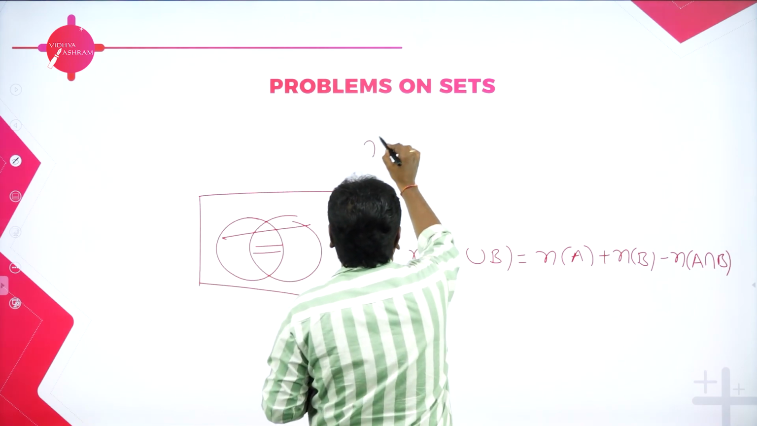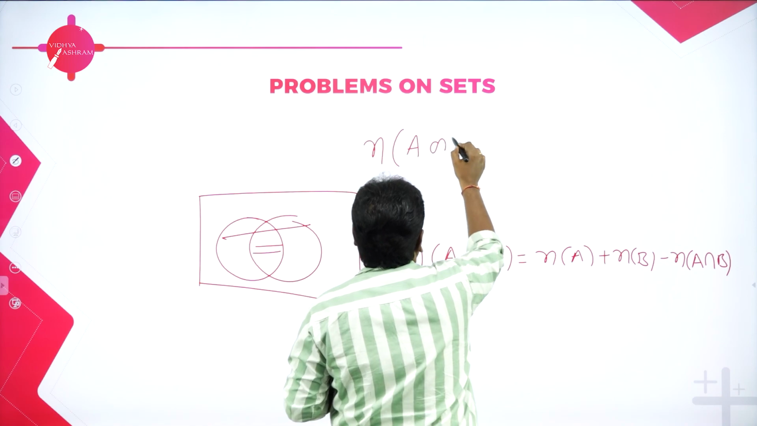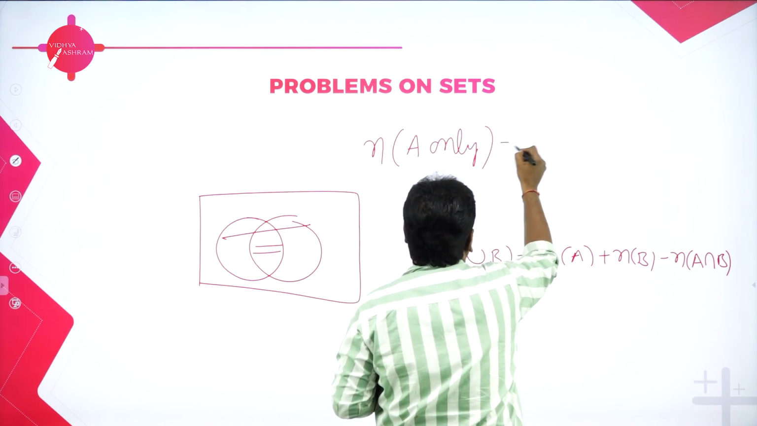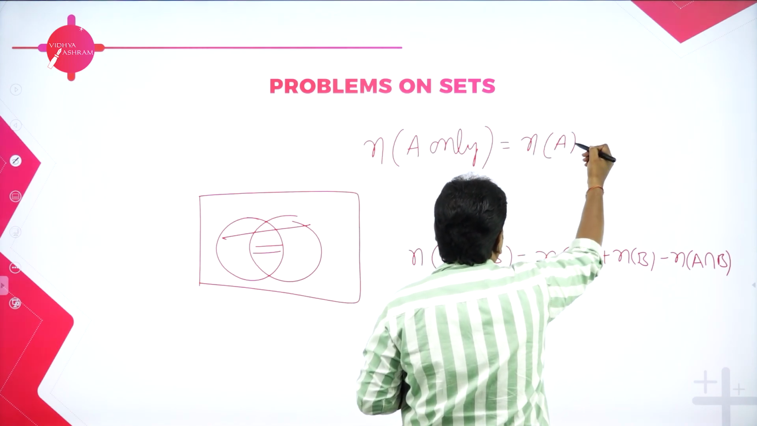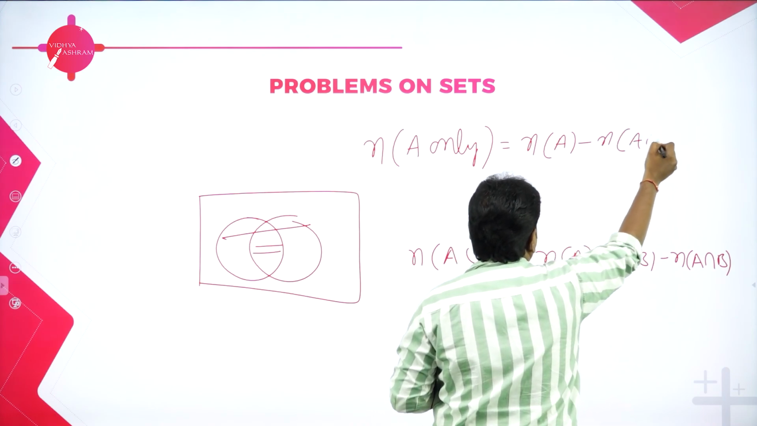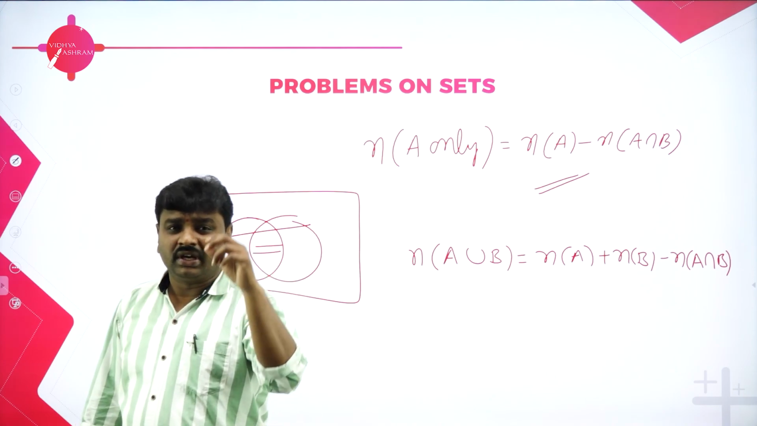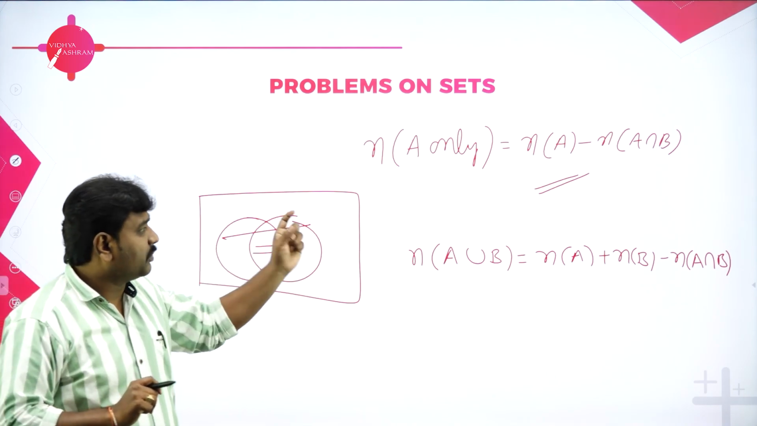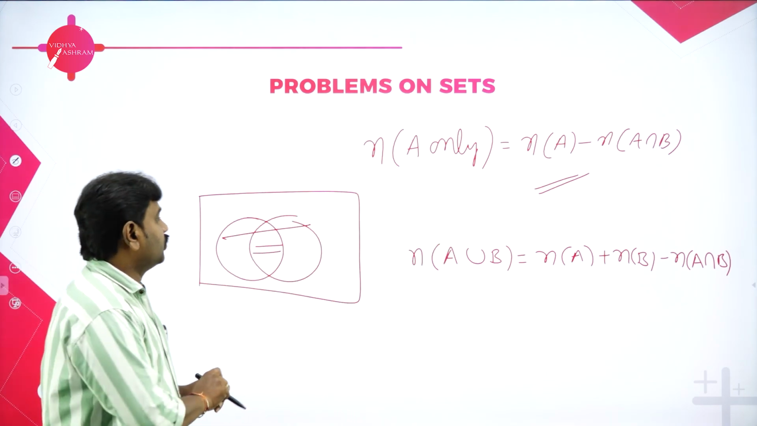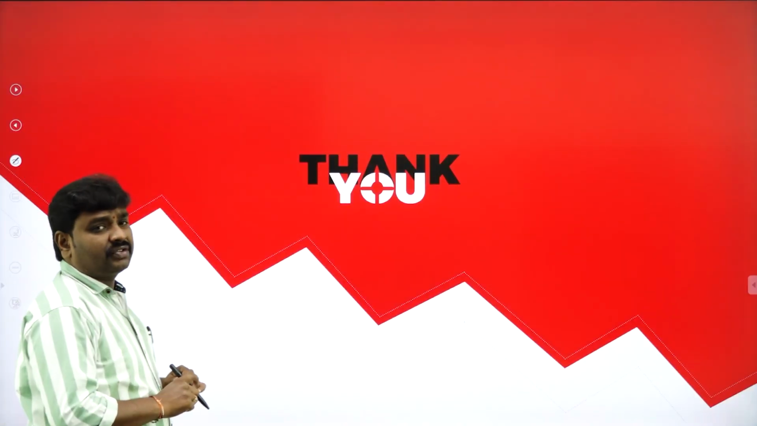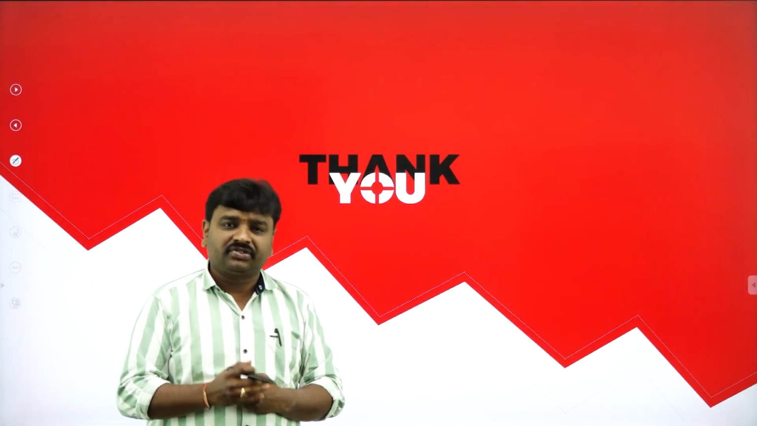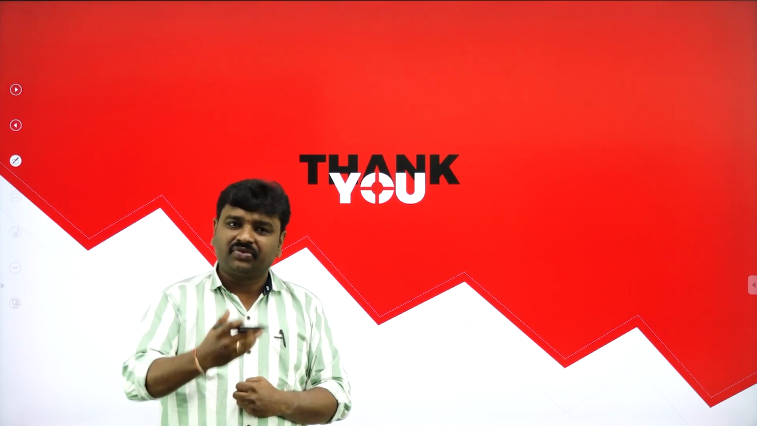And I asked you to find N of A only. What is N of A only but not B? N of A but not B means N of A minus N of A intersection B. This is also one of the interesting relations. What is N of A only? Out of N of A, remove the common: N of A minus N of A intersection B. So by this we have done the exercise. I'll continue my next session with some more problems. Thanks for attending. Thank you.